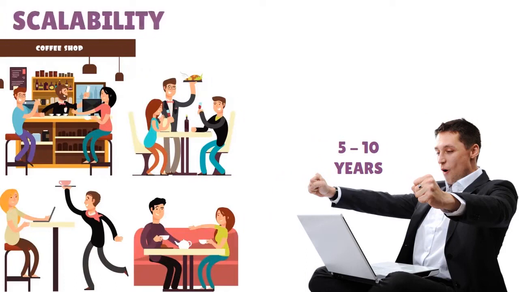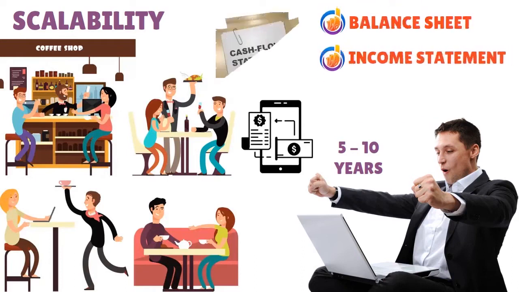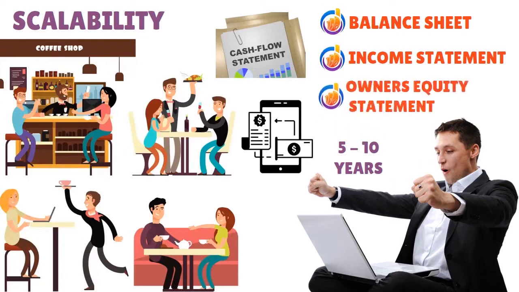Now, when I talk about compiling financial statements, I'm talking about the four primary financial statements, in addition to the accompanying disclosures. Okay, so we have a balance sheet, we have an income statement, we have a cash flow statement, and we have an owner's equity statement. Very important.